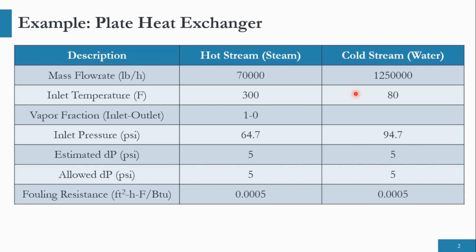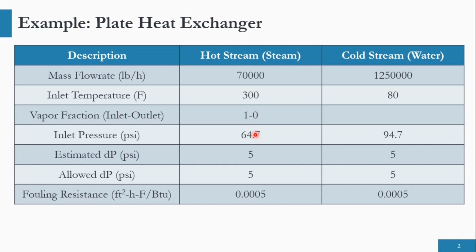Instead of outlet temperature, we have been given information about the vapor fraction at the inlet and outlet of the hot stream, which is 1 and 0. The vapor fraction of the inlet hot stream is 1, while at the outlet it is 0. It means the steam will be condensed completely in the system.